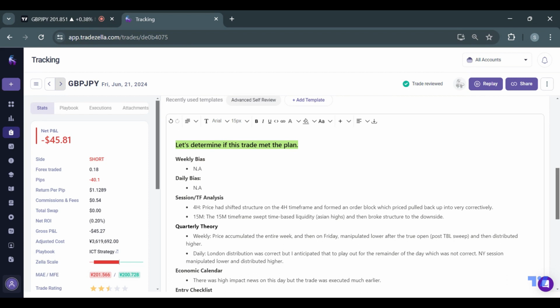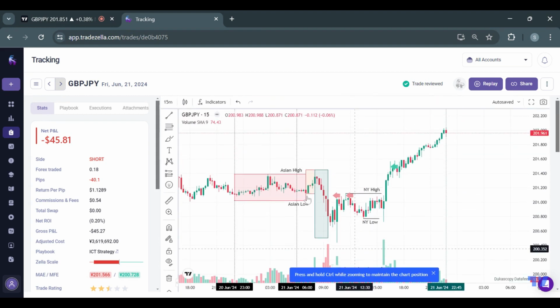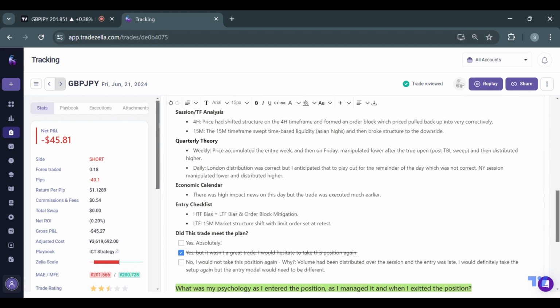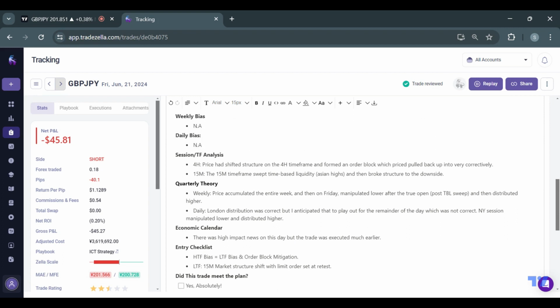Price had shifted on the 4 hour, formed an order block, which we pulled back up into very correctively. And then once we got into that order block, we had confluently ran time-based liquidity, the daily high on the previous day. And then on the 15-minute time frame, we swept time-based liquidity again, these Asian highs there. And then we broke structure to the downside. That was that reversal after the expansion. From a quarterly theory perspective, price had accumulated the entire week. Then on Friday, it manipulated lower after the true open, post that time-based liquidity sweep, and then distributed to the upside.